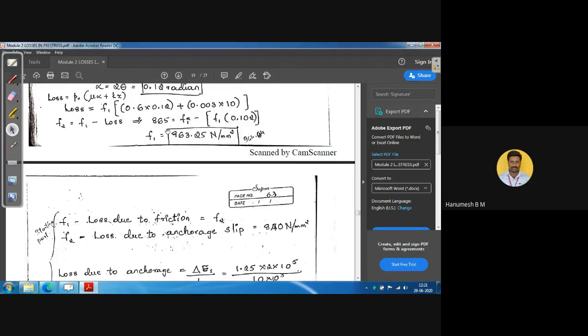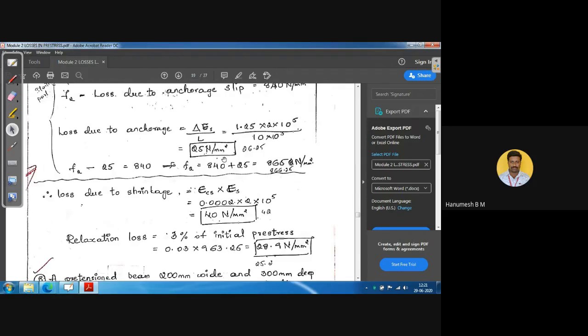Now we have the equation F2 is equal to F1 minus frictional losses. It is not the final value; it is in terms of F1, that is F1 into 0.102. Simplifying, we can take F1 common: F1 into (1 minus 0.102). Hence on simplification we get F1 is equal to 963.25 Newton per mm square. This is the F1 value. If you know the F1 value, you can calculate the loss due to friction. This F1 value multiplied by 0.102 is the frictional losses. This you can easily calculate.